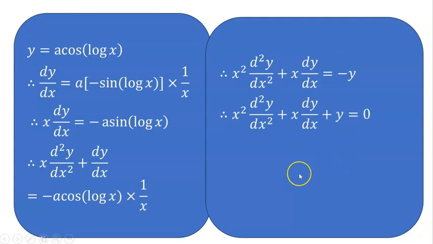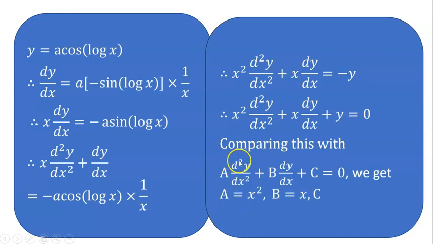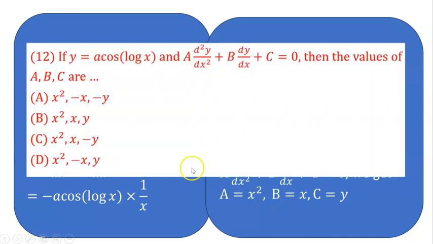Comparing with the expression a into d2y by dx square plus b into dy by dx plus c is equal to 0, the value of a is x square, b is x, and c is equal to y. That is, a is x square, b is x, c is y. Hence option B is correct here.